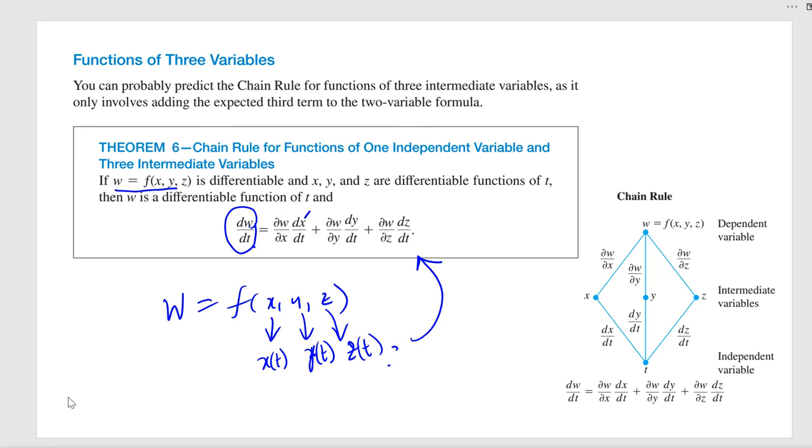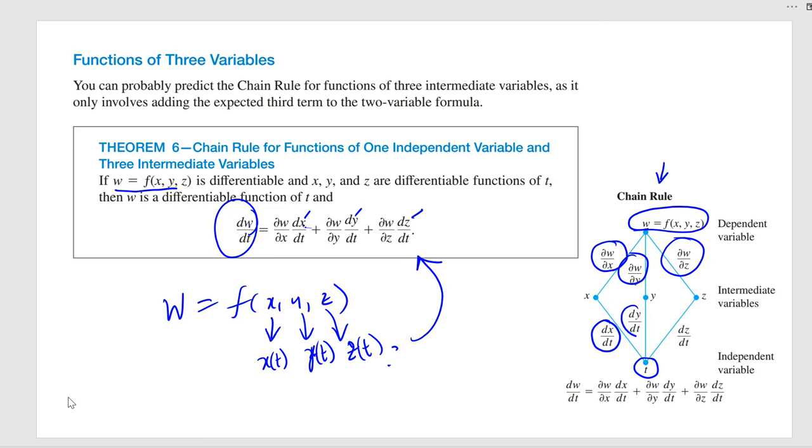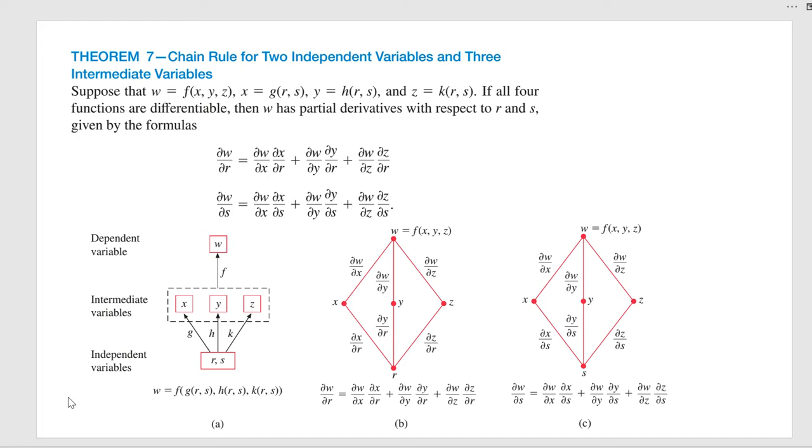Because w is dependent on x, y, and z, and x, y, and z are dependent on t, you have to go through this. That is why the dependency diagram is very important. Whenever we have a several variable function, we go for partial derivatives. Whenever we have a single variable function, we go for an ordinary derivative. And the total derivative will be this one. You can practice this case.